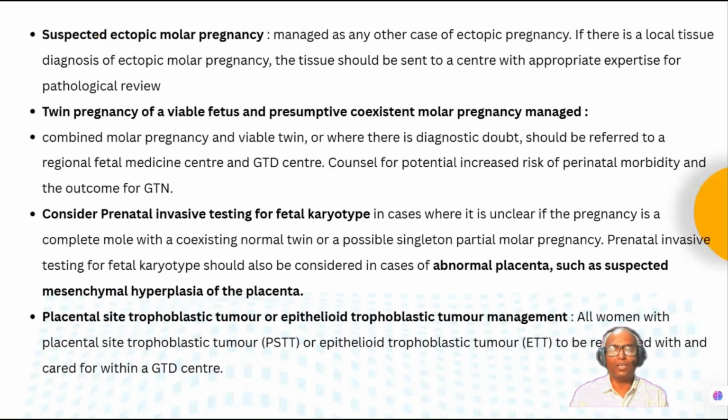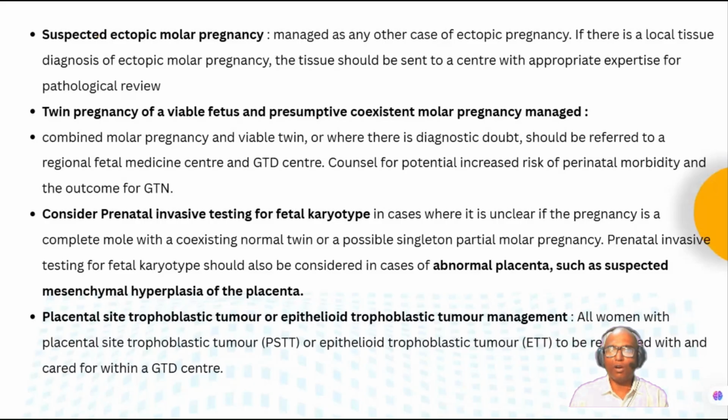Now the guideline talks about ectopic molar pregnancy. Okay, you have an ectopic pregnancy in which you are suspecting molar pregnancy, or the histopathology has come back like that, or a twin pregnancy where there is a possibility of molar pregnancy. How to deal with this? Okay, so suspected ectopic molar pregnancy, manage as any other case of ectopic pregnancy. If there is a local tissue diagnosis of ectopic molar pregnancy, the tissue should be sent to a center with appropriate expertise for pathological review. So you have to send the tissue for expert pathological review.